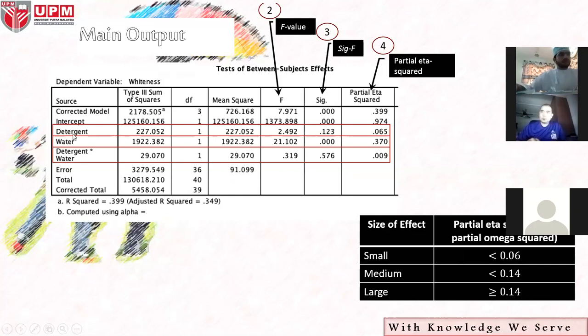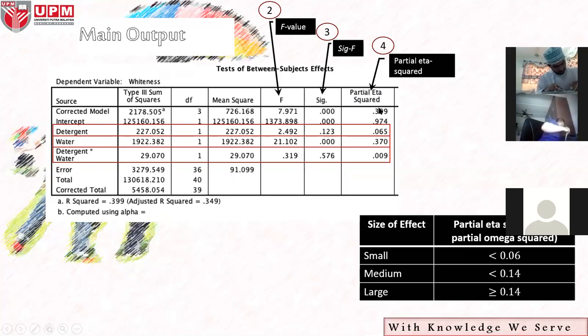Okay, the first thing is the main effect for detergent. In here, our concern is the F value, the significant value, and partial eta squared. These are the main purpose of this table. So for detergent, we report the F value and significant value.